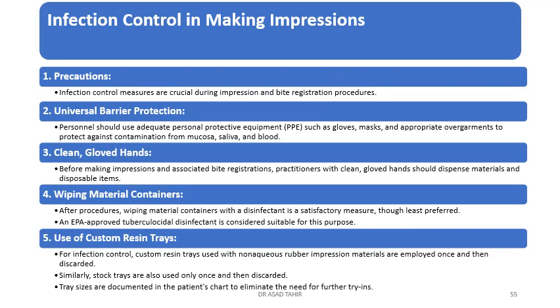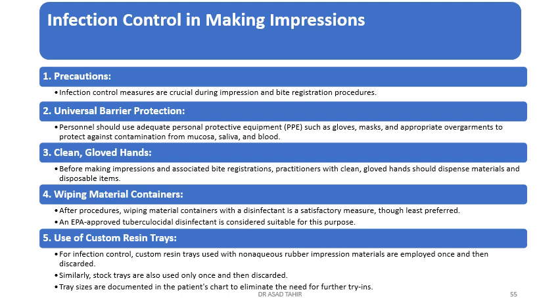Infection control and making impressions. 1. Precautions. Infection control measures are crucial during impression and bite registration procedures. 2. Universal barrier protection. Personnel should use adequate personal protective equipment, PPE, such as gloves, masks, and appropriate garments to protect against contamination from mucosa, saliva, and blood. 3. Clean, gloved hands. Before making impressions and associated bite registrations, practitioners with clean, gloved hands should dispense materials and disposable items.